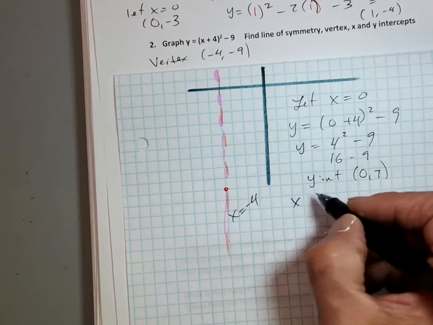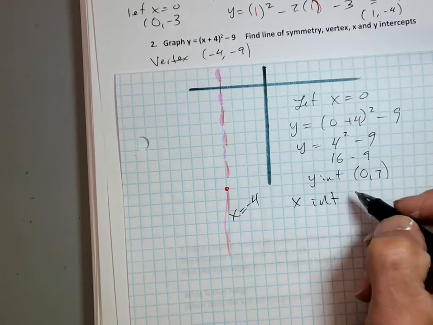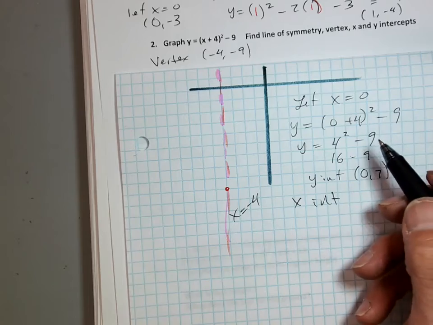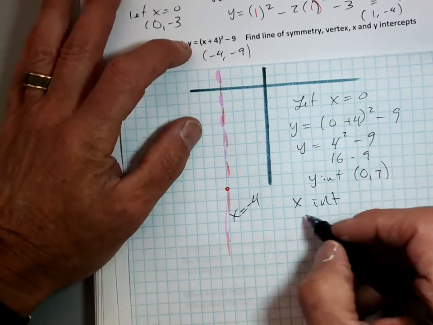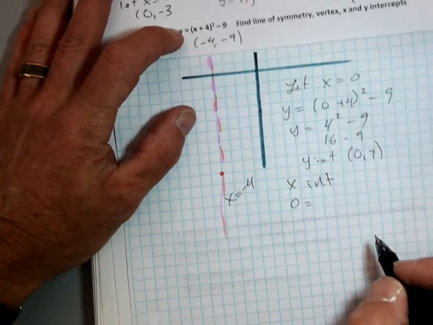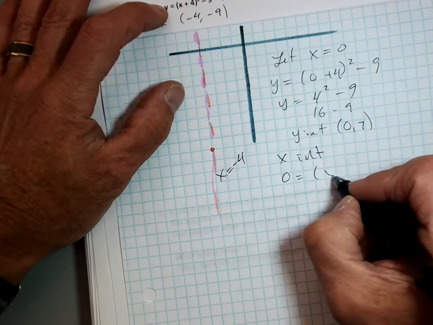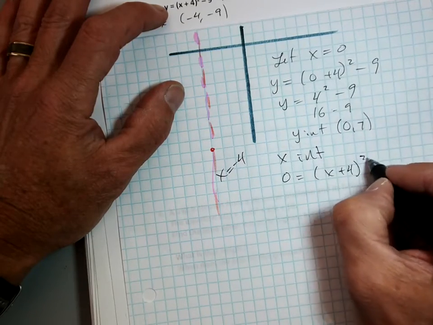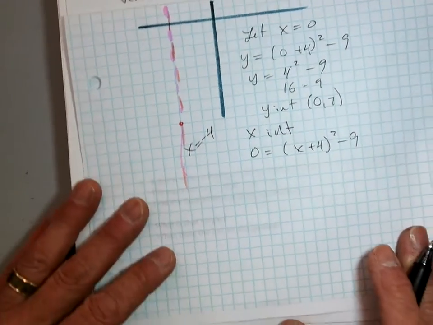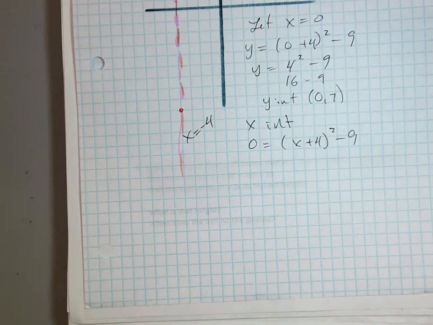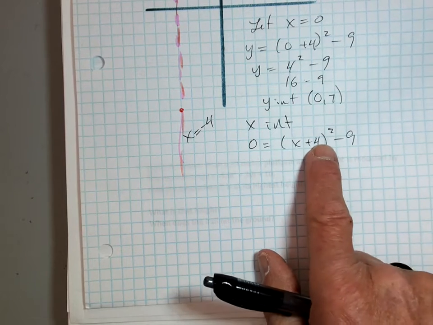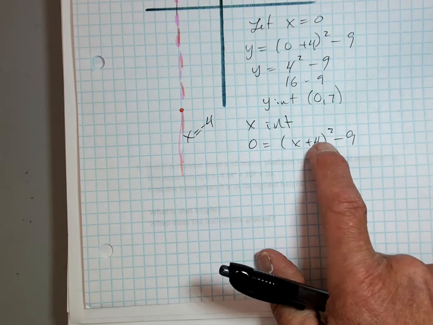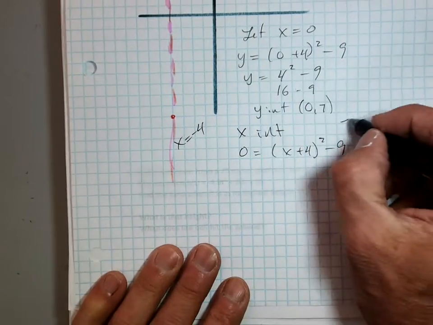X-intercepts. Well, let's see. If I let y equal 0, and I've got a(x + 4) squared minus 9, okay? And I will go through this. You know how to do this. You do. But I'm going to go through it slowly with you, okay? So before I do anything, there's going to be 2 of them. Would you agree with that? Yeah. There should be 2.